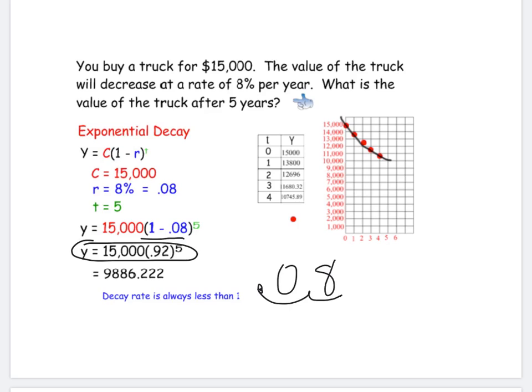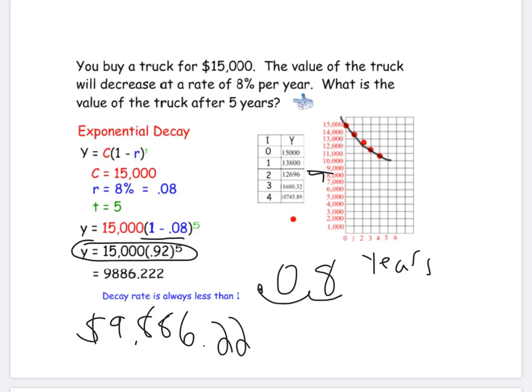And remember, I'm dealing with money. So if I put that on my calculator, my answer for after 5 years is that the truck would be worth $9,886.22. If we're graphing this particular one, again, I would have my years on my x-axis and the value of the truck, or the money, on my y-axis. And if you notice, just like with the exponential growth, the exponential decay is also a curve.